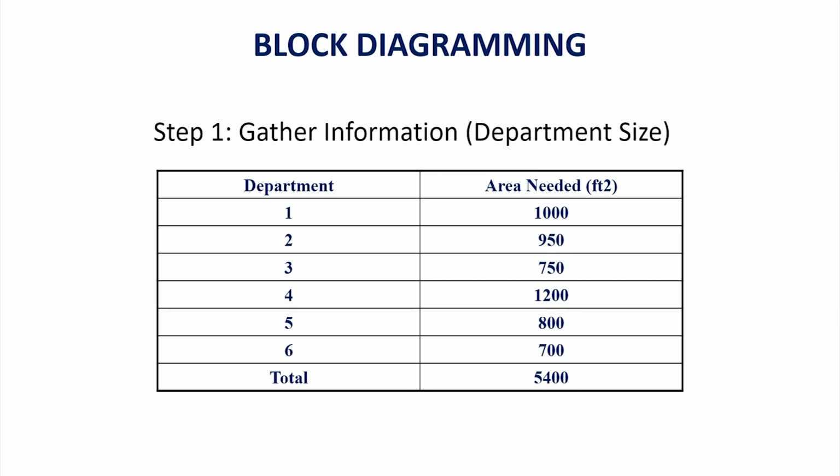Suppose, for the sake of example, a particular facility has 6 departments and this is the area requirement. Facility 1 requires an area of 1000 square feet, facility 2 requires 950, facility 3 requires 750, 4 requires 1200, 5 requires 800, 6 requires 700, and 5400 is the total space required for this facility.